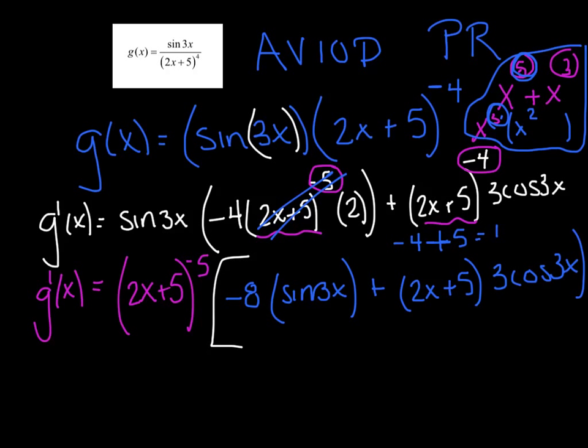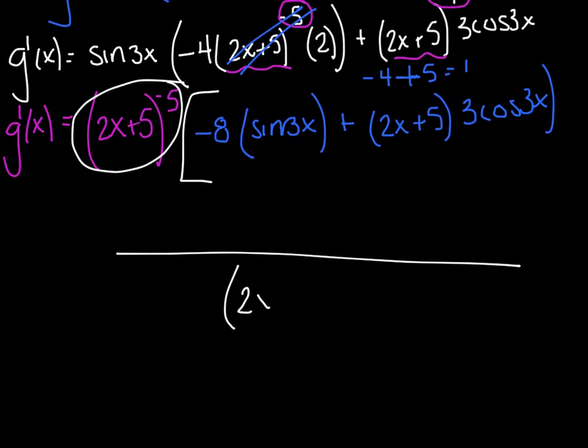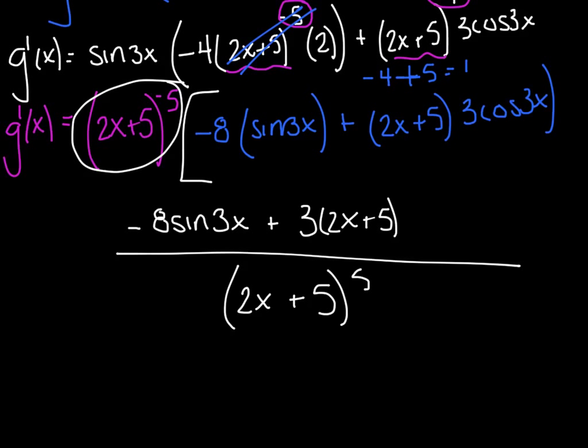And now, if I just rewrite that, I should get exactly what I had in the other problem. This moves to the bottom, so I've got 2x plus 5 to the 5th, and I'm just going to rewrite this. Negative 8 sine of 3x plus, I'll pull that 3 out, times the 2x plus 5. It might be in the reverse order, but it's the exact same answer. So it's your choice if you like quotient rule or you prefer product rule.